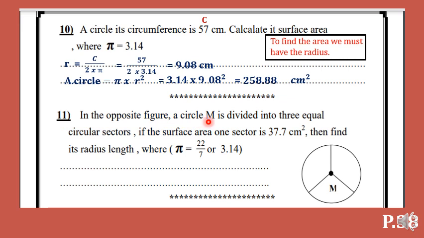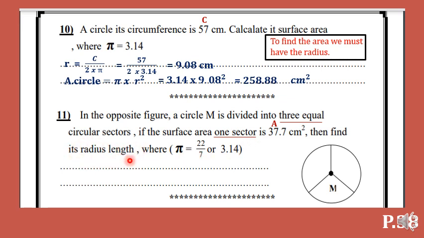Number 11. In the opposite figure, a circle N is divided into 3 equal circular sectors. If the surface area of one sector is 37.7 square centimeters, then find its radius length.